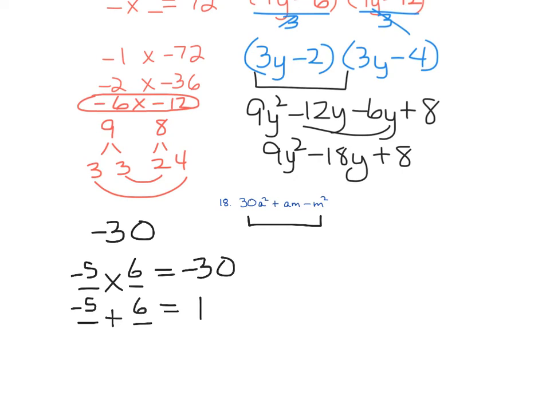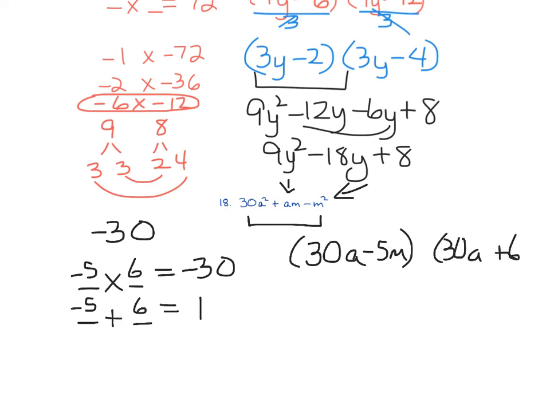Everybody with me on that? You can't do negative 1 and 30. No, because if I do negative 1 plus 30, I get 29. And I'm trying to make a 1 in the middle. So negative 1 times 30 will multiply, but it won't add to give me that number in the middle. All right, so now I'll set up my binomials. 30a at the beginning of both. Now notice this has an m here. So here when I add in these factors, negative 5 with an m and positive 6 with an m.